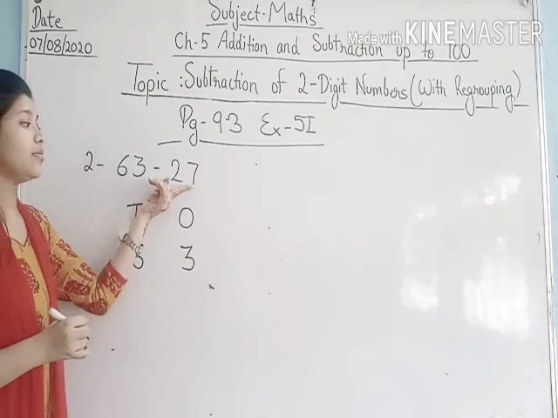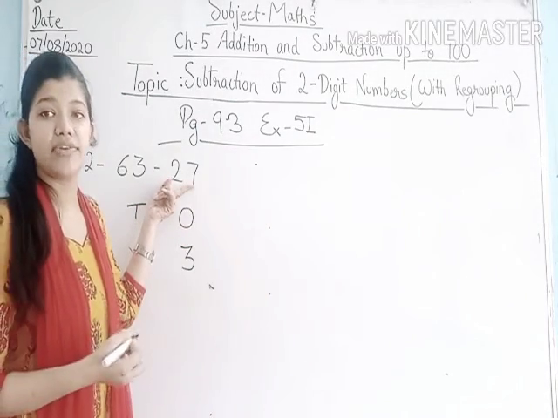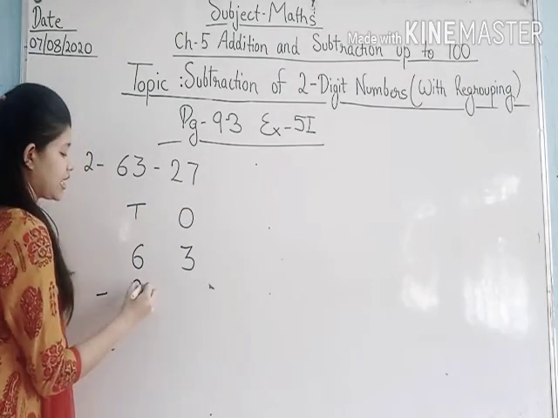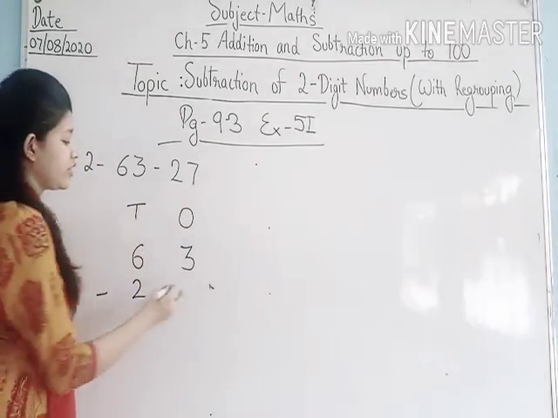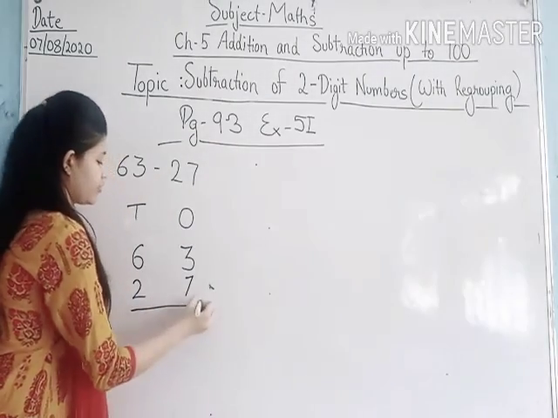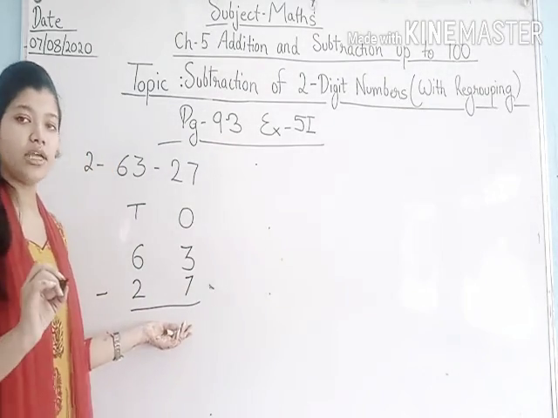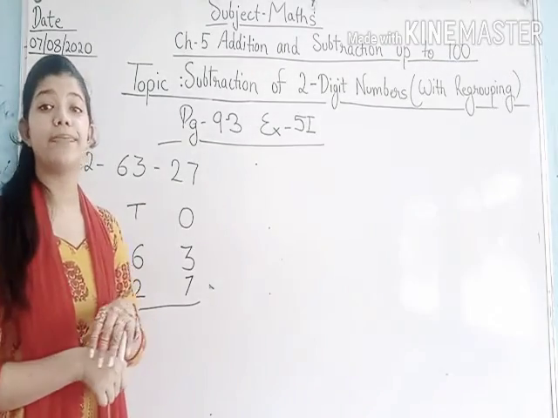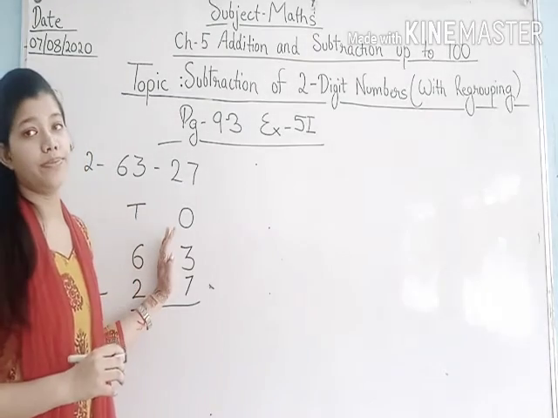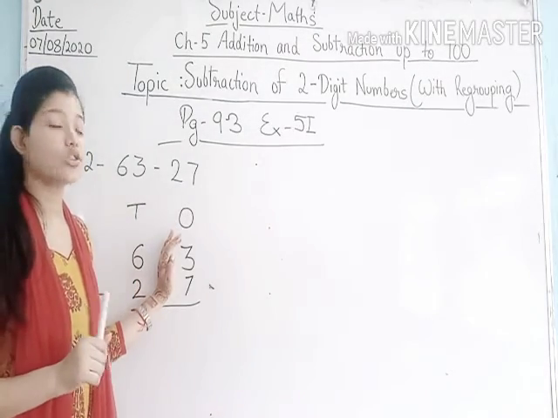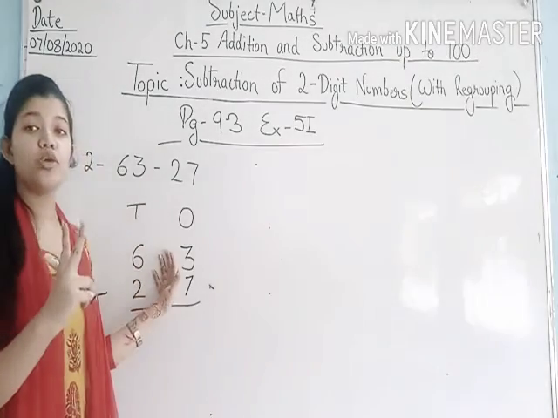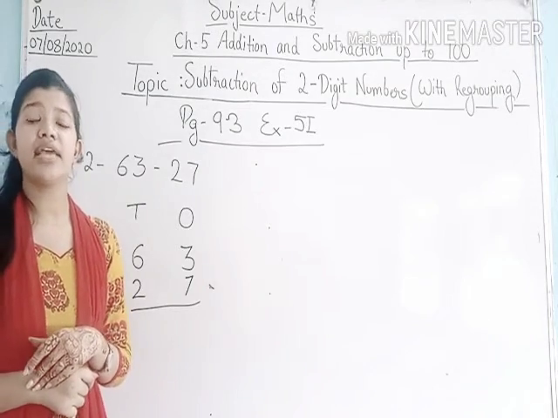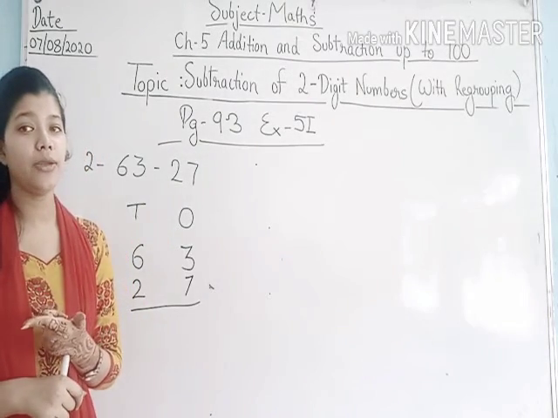Now what is our second number? Our second number is 27. Okay, so in number 27, 2 will be placed under the column of tens and 7 will be placed under the column of ones. Okay, done? Now what is our next step? Our next step is to subtract the ones column. Okay, so let's subtract the ones column. In ones column there are 2 digits, 3 and 7. Now students, tell me, can we subtract 7 from 3?